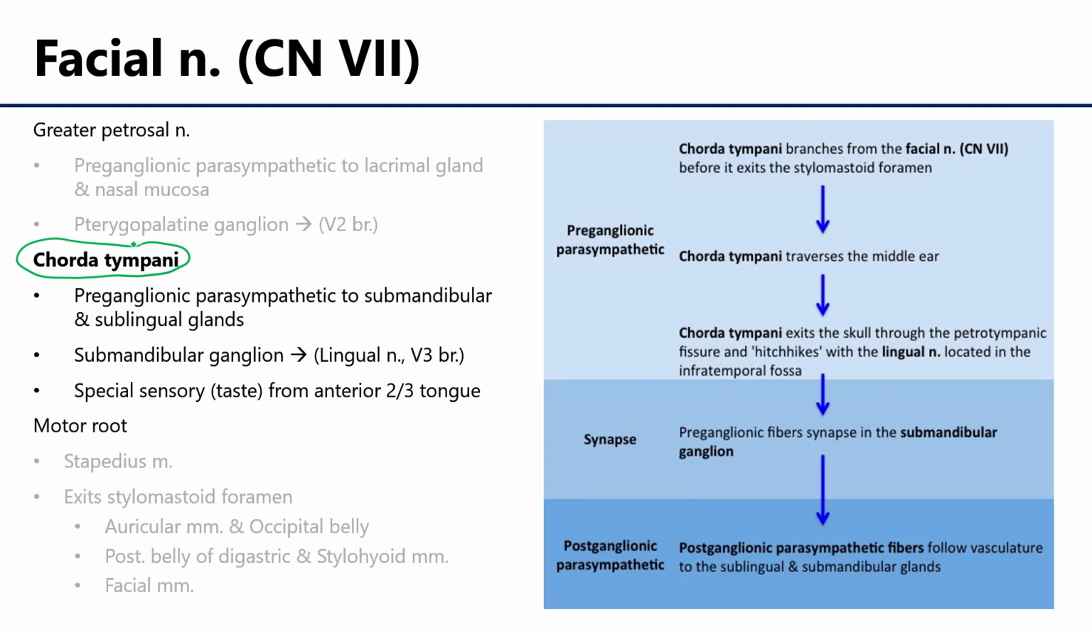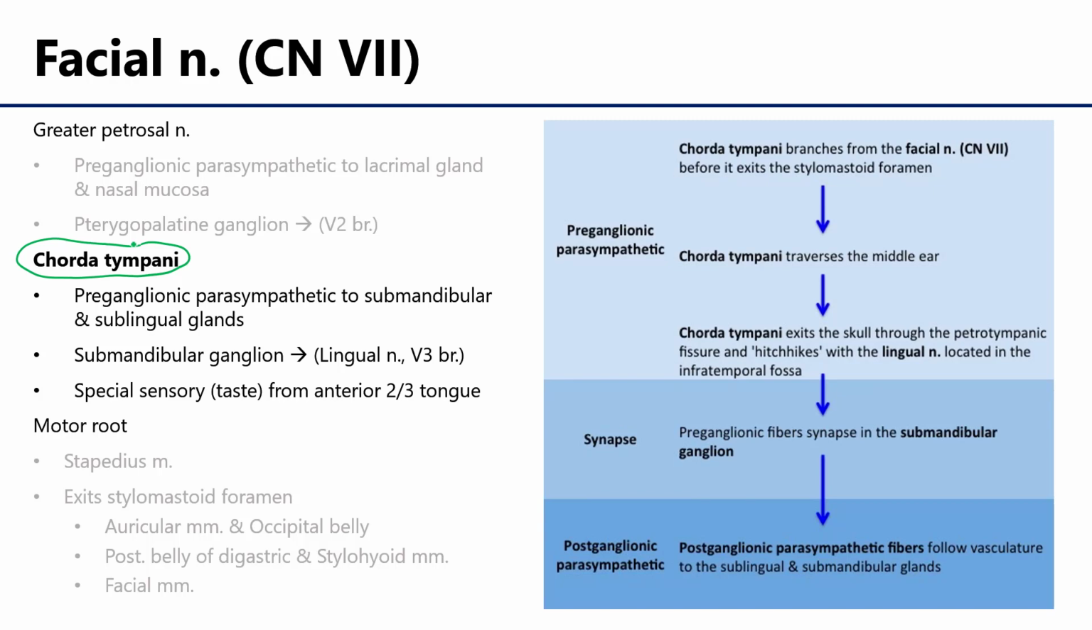And along the way, it will have hitchhiked with the lingual nerve, and postganglionic fibers will continue to hitchhike with that lingual nerve, which is a sensory branch of V3, or the mandibular division of the trigeminal nerve. Chorda tympani is also going to conduct special sensory fibers, that is, taste fibers, back from the anterior 2/3 of the tongue. So let's take a look at this pathway in total, and of course we'll review this at the very end.